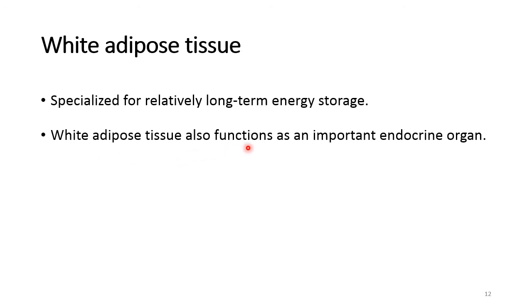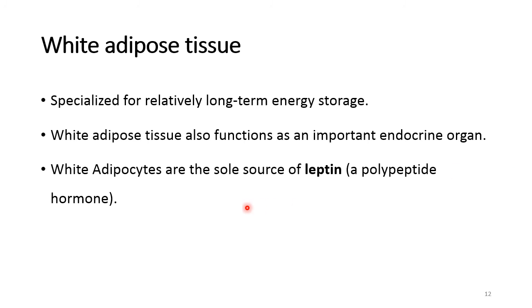White adipose tissue also functions as an important endocrine organ, because the white adipocytes are the sole source of leptin hormone, a polypeptide hormone. This hormone regulates the appetite, and it also regulates the formation of new adipose tissue. Leptin's target cells are found in the hypothalamus and other organs, but it is secreted by the white adipose tissue, the white adipocytes.